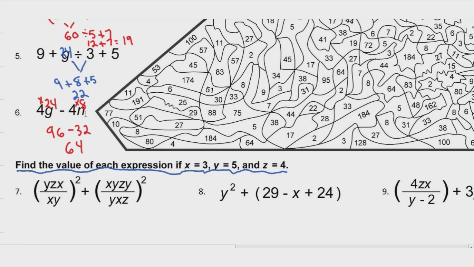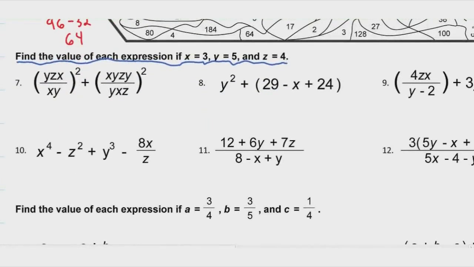Problem number 7. Now, this one looks kind of difficult. It's actually really easy. Before we substitute, look at this. We have a y, a z, and an x on top, and we have an x and a y on the bottom of a division problem. Well, you should know that you can cancel or cross-cancel.